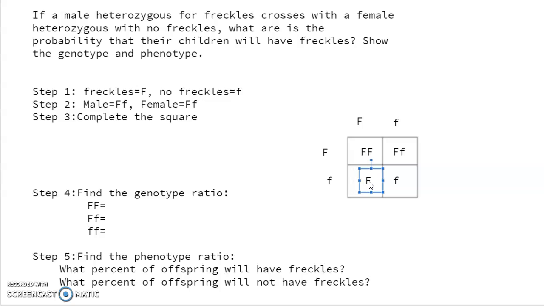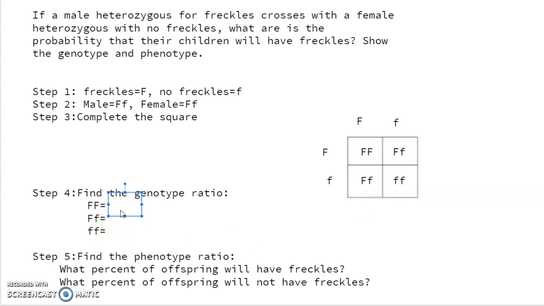We put the big F always first because it's dominant. And that's how you complete the square, by just moving those down their rows and columns. And then it asks for what genotypes we have in our next generation. And what we're going to do is just read them right off this chart. There's 4 possibilities.